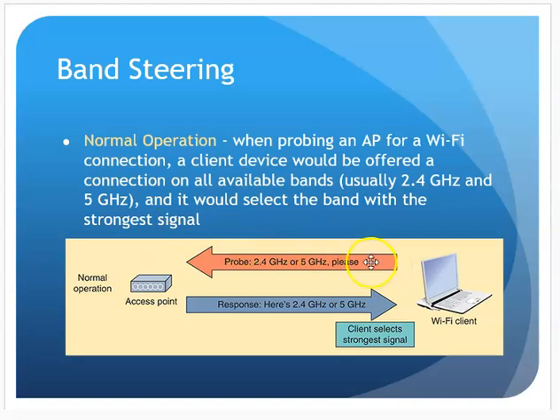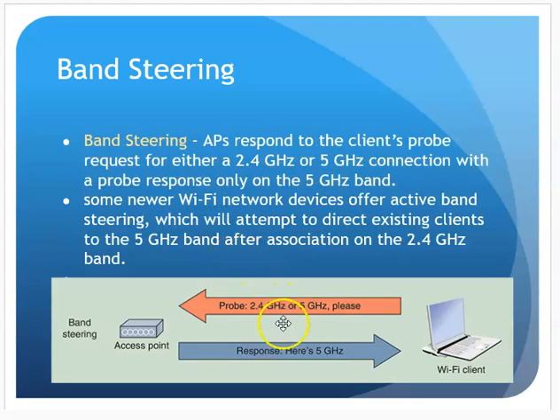This is your normal operation. You connect and it's like, okay, here's 2.4 or 5, you use what you want. Now with band steering, it's like, okay, why don't you use the 5 gig? You're close enough, you'll get better bandwidth. So the access point can steer you to the better frequency band to use for the better throughput for your connection, which is pretty cool. It's pretty neat.